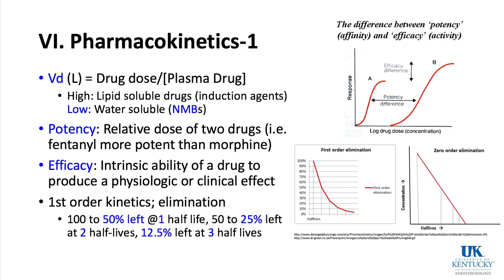After two half-lives, you get rid of half of what is left of the 50%. Half of that's 25. So now you've gotten rid of 75% of the drug and have 25% of it left at two half-lives. Half of 25 is 12.5. So at three half-lives, you've gotten rid of 87.5% of a drug and only about 12.5% left. Therefore, the concept that it takes about three half-lives to get rid of the drug from the body.